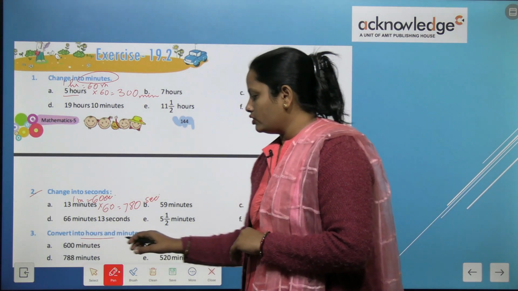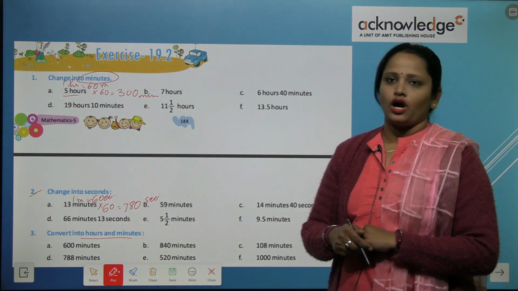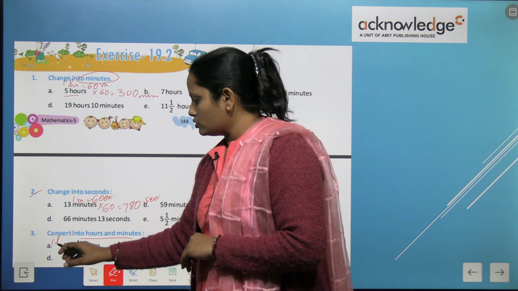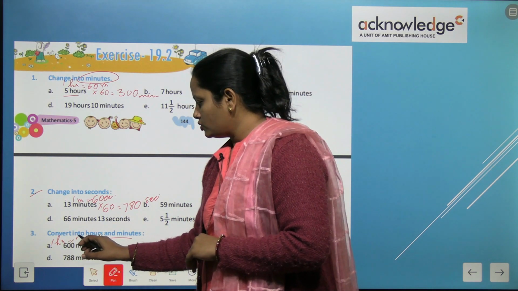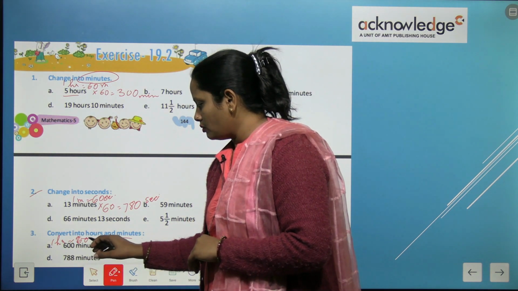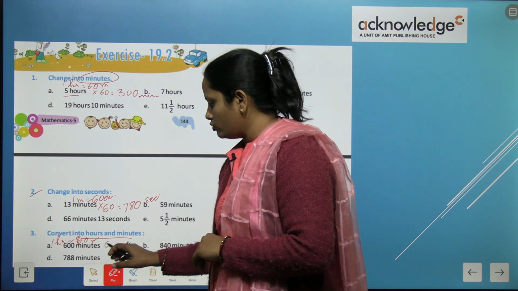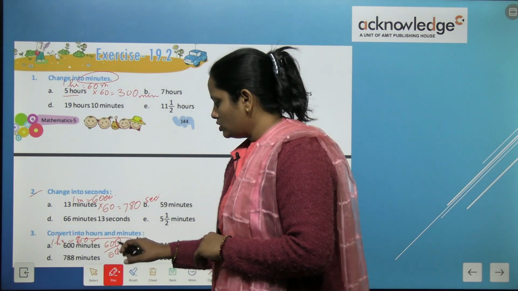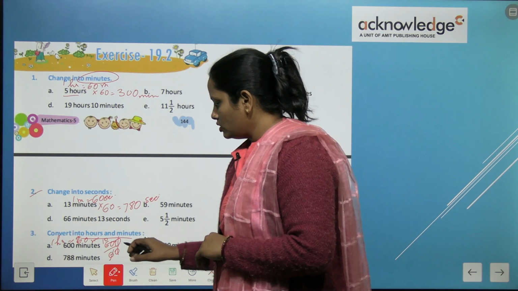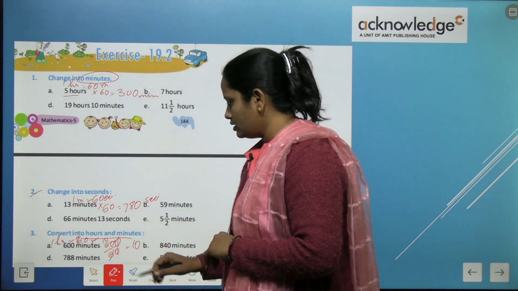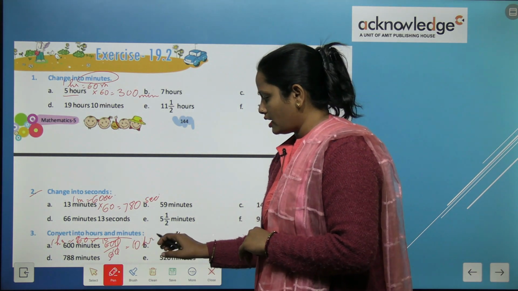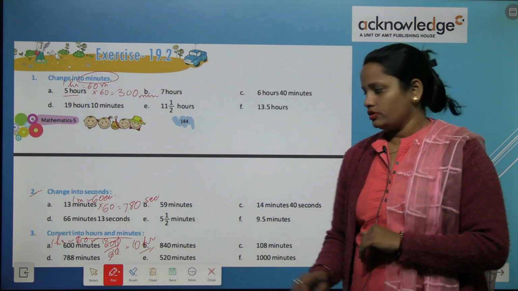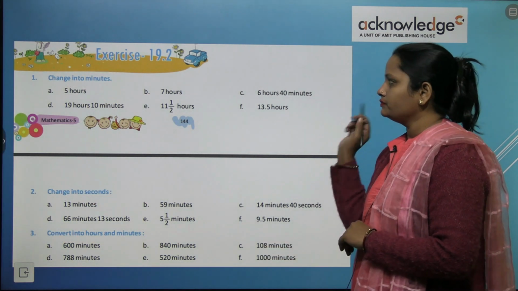Now we have to convert these minutes into hours and minutes. So 1 hour is equal to 60 minutes. So what we have to do, we have to divide this minute by 60. So let's divide. So we get 10 hours as the answer. So similarly, children, do the rest questions that are given here.